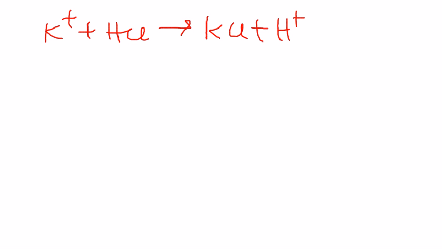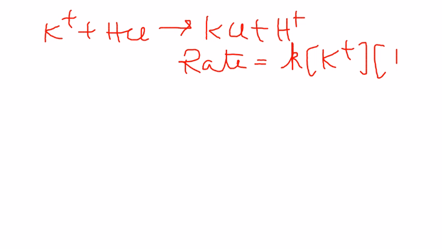Okay, let's take it further. The question is, write the rate expression for each of the following elementary steps. You're given a reaction K plus HCl that gives you KCl plus H plus. If you have to write down the rate expression or rate law, you would say rate is equal to K times the concentration of K plus times the concentration of HCl, and that will be your rate expression.